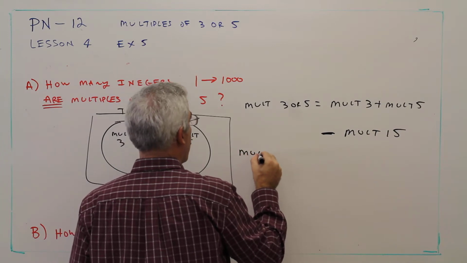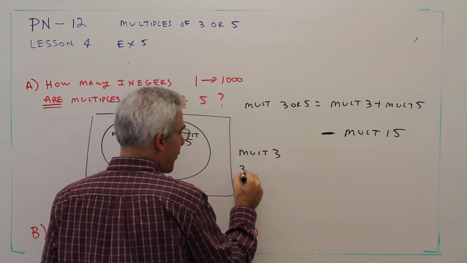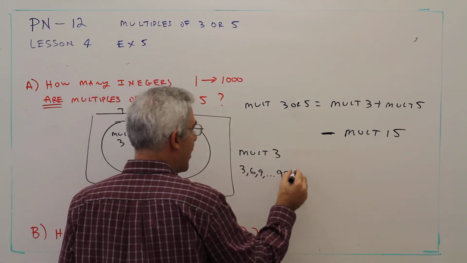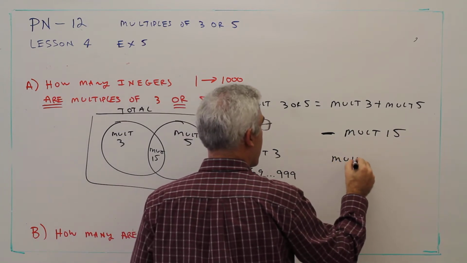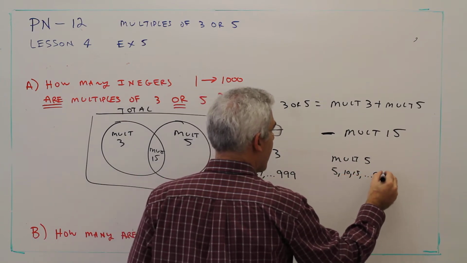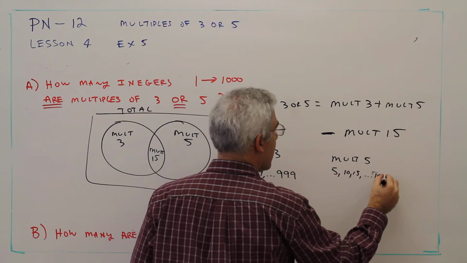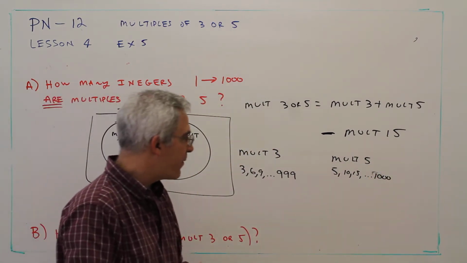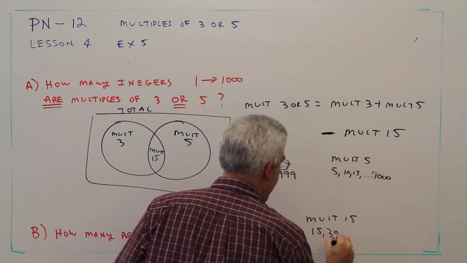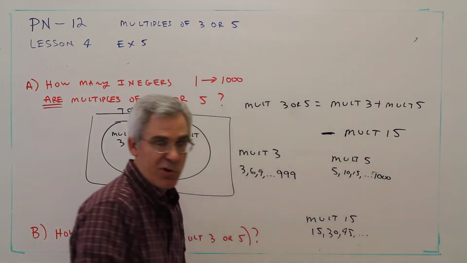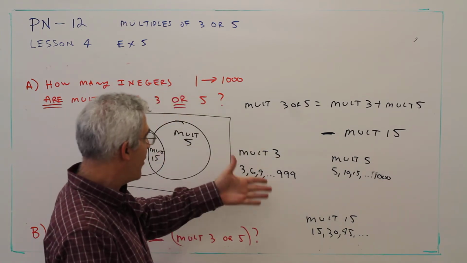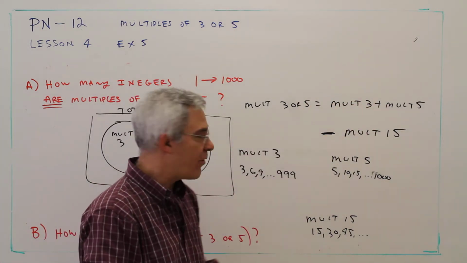So for multiples of 3, I know it goes 3, 6, 9, all the way up to 999. For multiples of 5, I know it goes 5, 10, 15, all the way up to 1,000. For multiples of 15, I know it goes 15, 30, 45, all the way up to, I'll use my calculator to find out where it ends. Okay, so let's work. All I gotta do is find out this, this, this, and add and subtract, and I'm done.